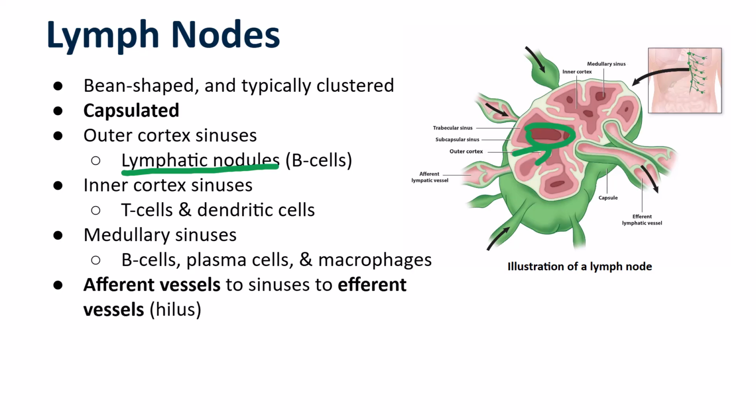So we have afferent vessels, which carry the lymph into the lymph node, and efferent vessels, which carry lymph out of the lymph node. And so lymph nodes are serving as kind of like filters for lymph, whereby antigen-presenting cells and any antigens of pathogens can encounter lymphocytes, and then those lymphocytes can be activated, and we can have specific immune responses against them.